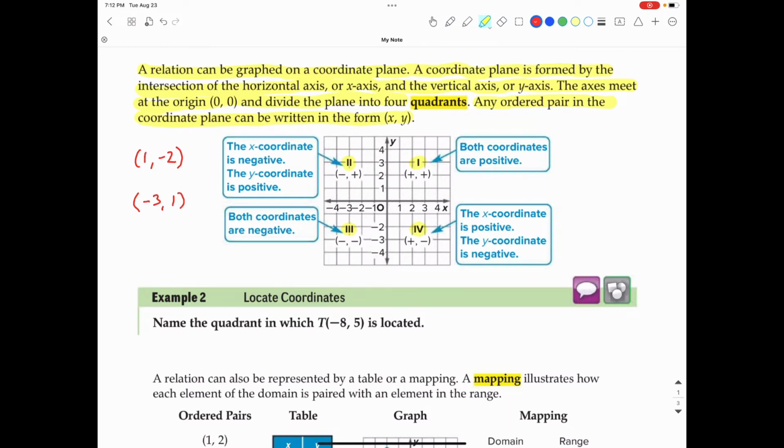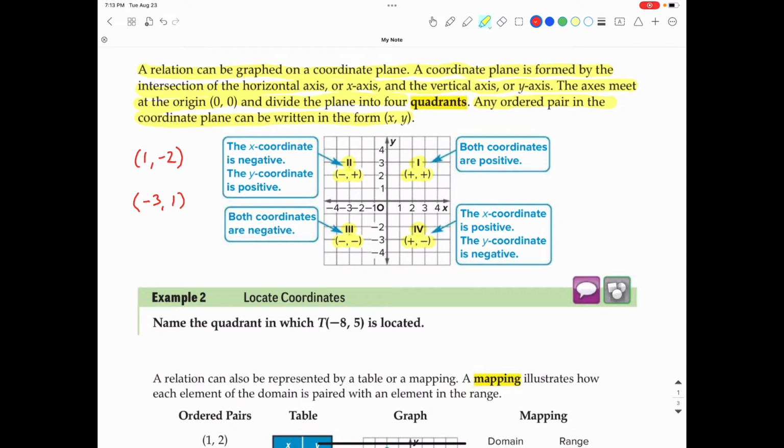In quadrant 1, the x and y coordinates are both positive numbers because you're going to the right and going up. In quadrant 2, the x coordinate is negative, but the y coordinate is positive. In quadrant 3, both the x and the y coordinates are negative. And in quadrant 4, the x coordinate, since you're going to the right, is positive, but since you're going down, the y coordinate is negative.